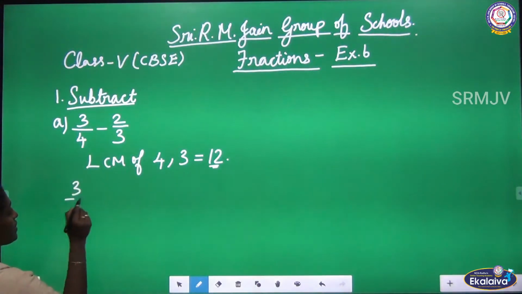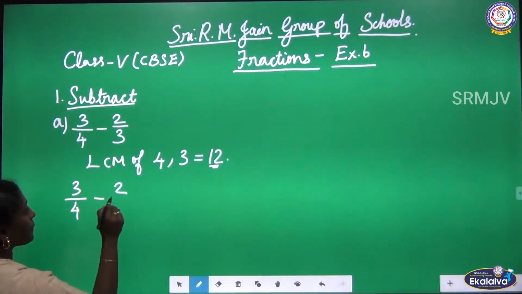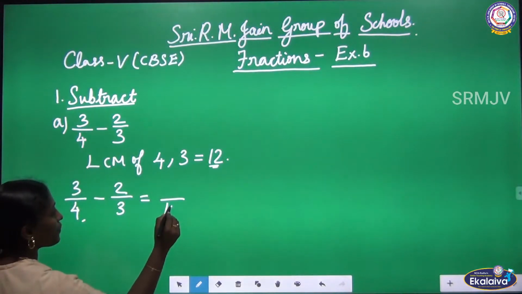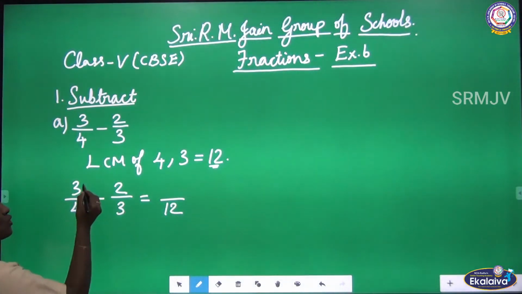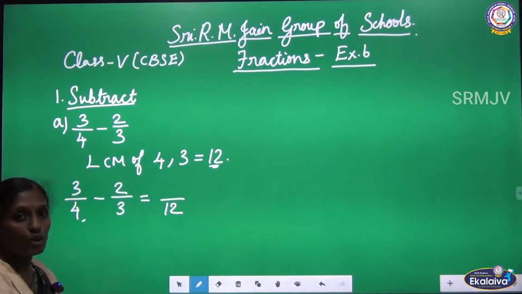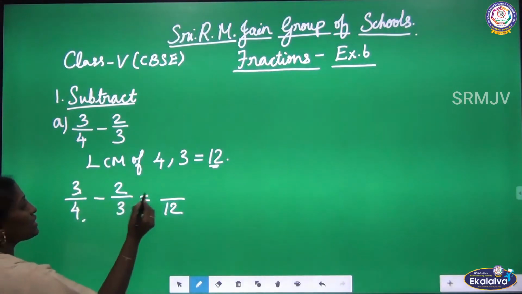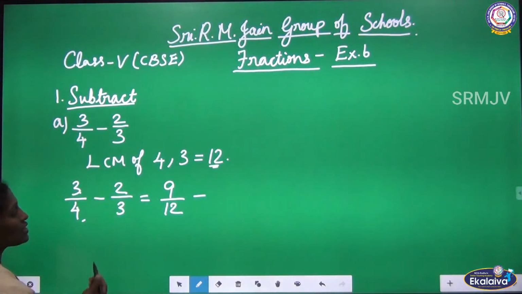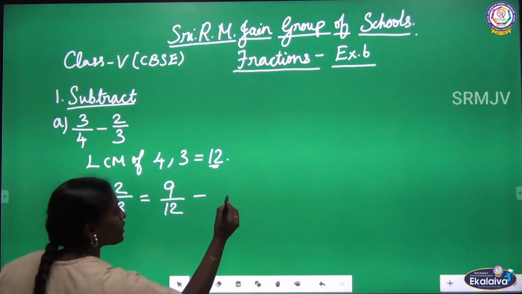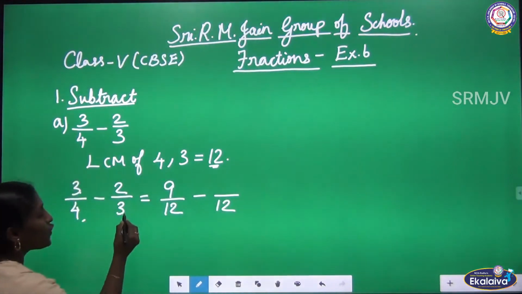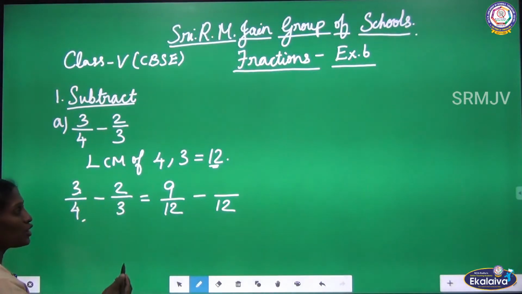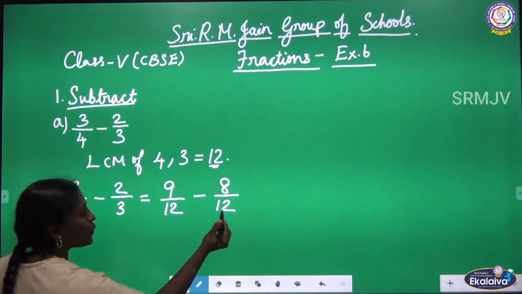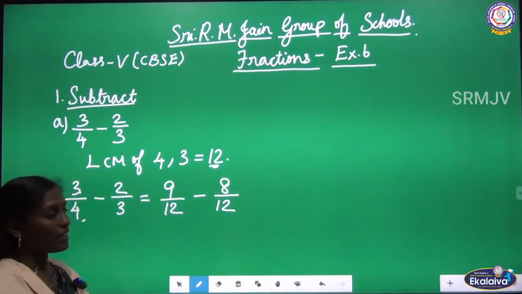So, the first fraction is 3 by 4. When you will get 12 in 4 table, 4 3s are. So, by the same number, we have to multiply the numerator. So, 3 3s are 9. So, we will get 9 by 12. The second fraction is 2 by 3. In 3 table, when you will get 12, 3 4s are. So, we have to multiply the numerator by the same number 4. 2 4s are 8. Now we got 9 by 12 and 8 by 12.